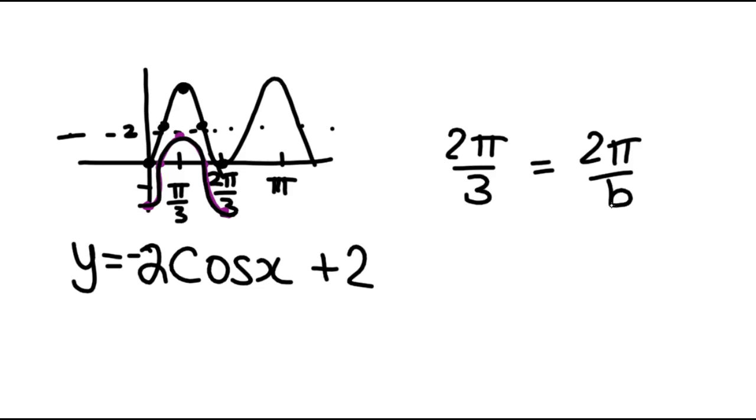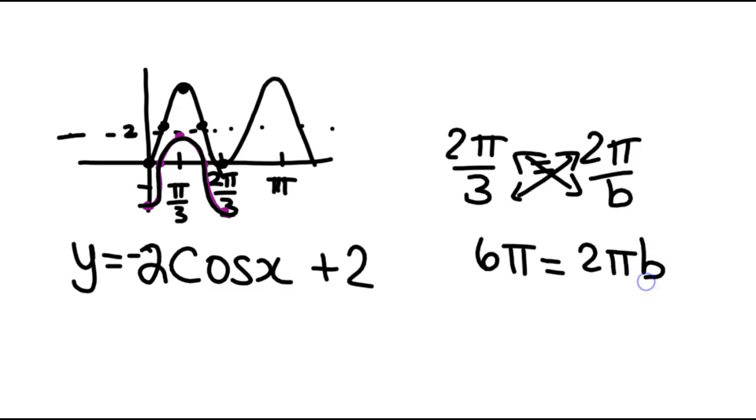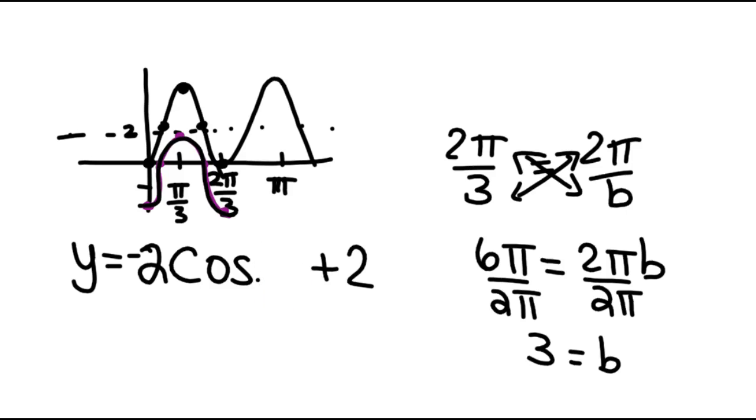Okay, and if you don't see it just visually like this, like 3 is equal to b, then you can also cross multiply and solve. That's usually how I find it, because sometimes it's not as easy as just seeing it. So I'd go 3 times 2 pi is 6 pi, and then I'd go 2 pi times b, divide by 2 pi, divide by 2 pi, and I get b is equal to 3. So in my equation here, I should have 3x, because that's what my period length is.